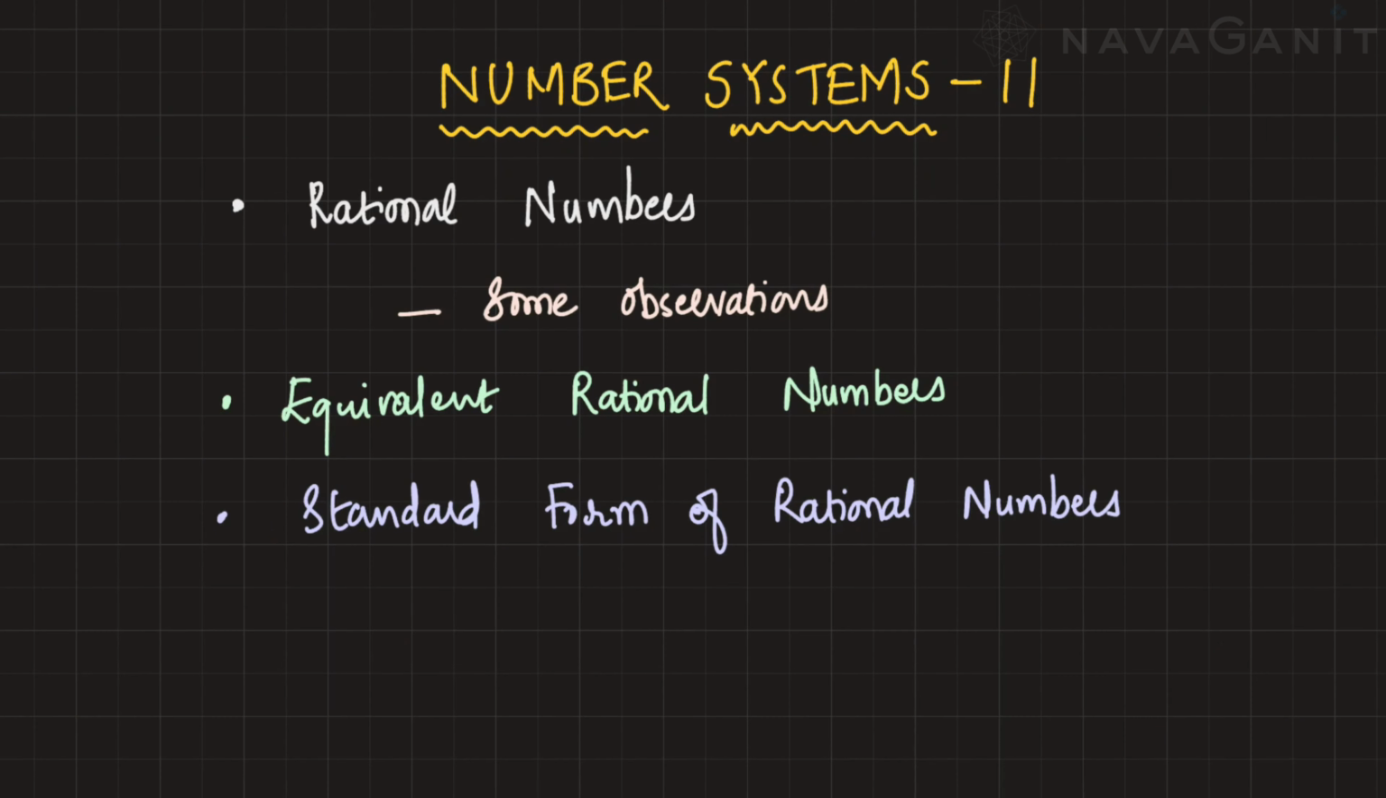Hi there. Now let us talk about rational numbers. We'll explore rational numbers, their properties, and the different forms that they take. So, rational numbers extend our understanding of integers, fractions, and decimals by providing a broader framework to express numbers. In this session, we'll talk about equivalent rational numbers and the standard form of rational numbers.